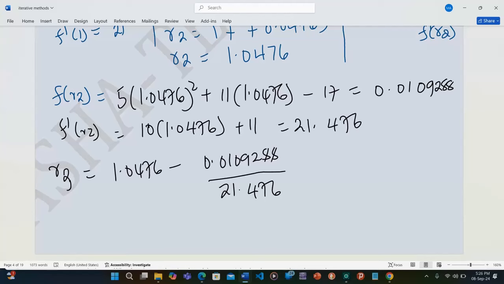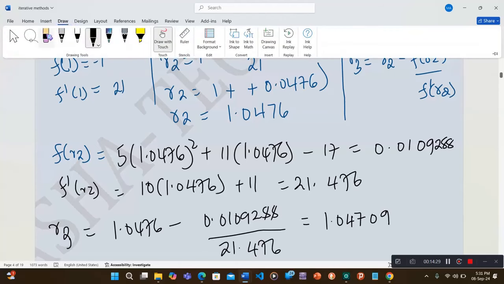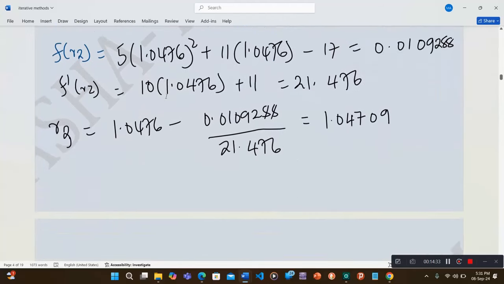I'm getting a value which is 999. If you redo it with your calculator, you're going to find that this value is 1.047. So what you do is you repeat this.